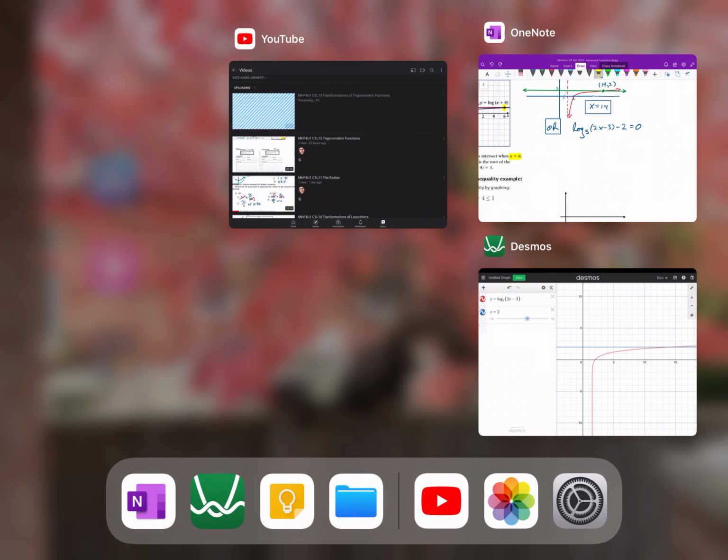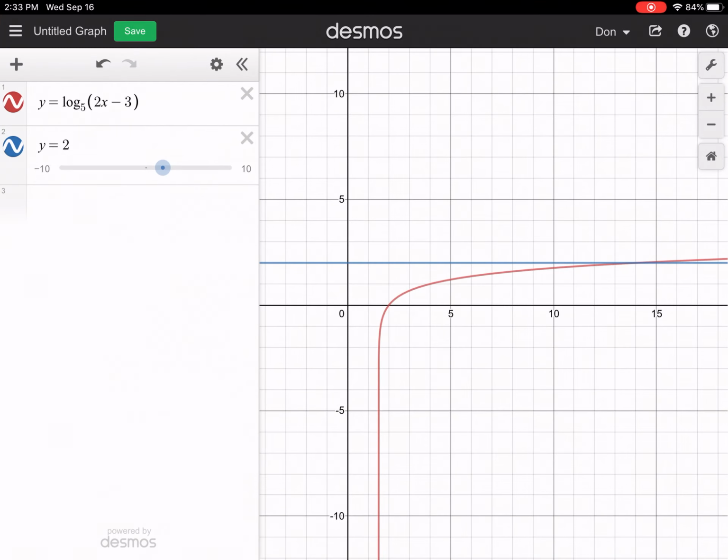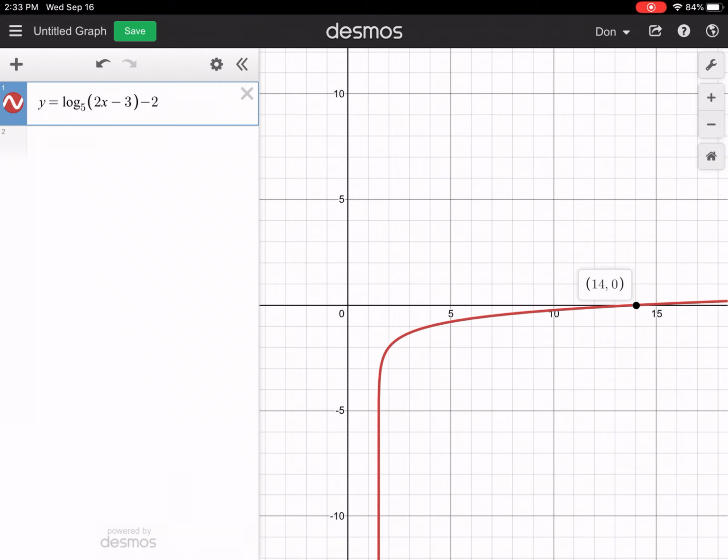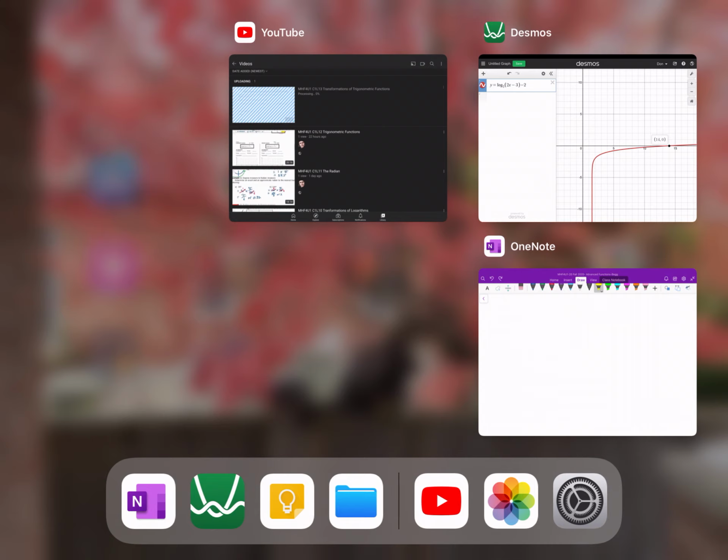And in fact, I can just modify this function here. I'll just put a minus 2 on it. And as you can see, really what happens is it just moved everything down. Instead of getting (14, 2), we now have an x-intercept at (14, 0), and 14 is still our solution.